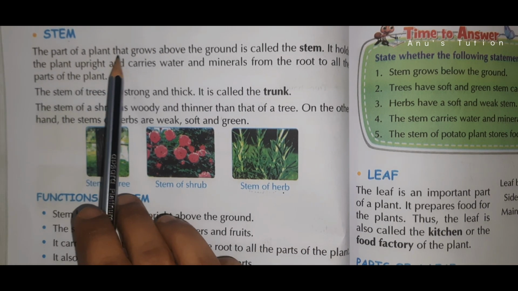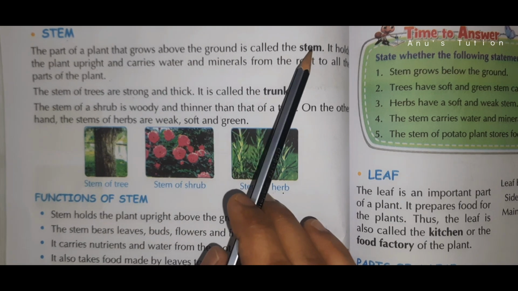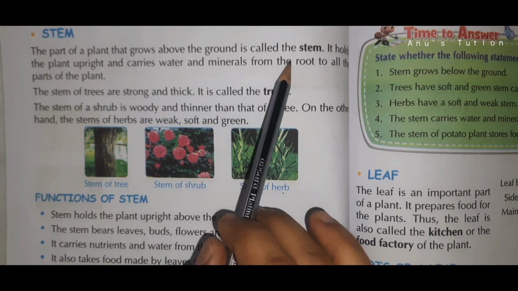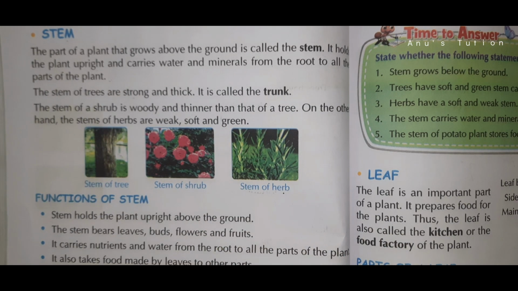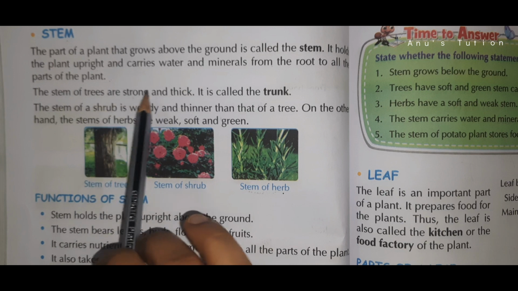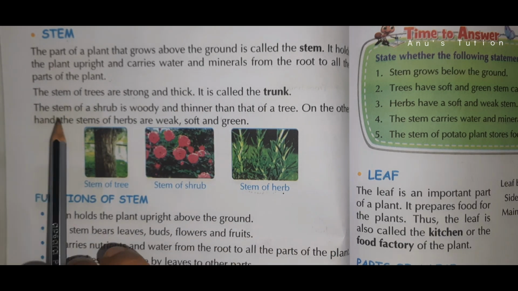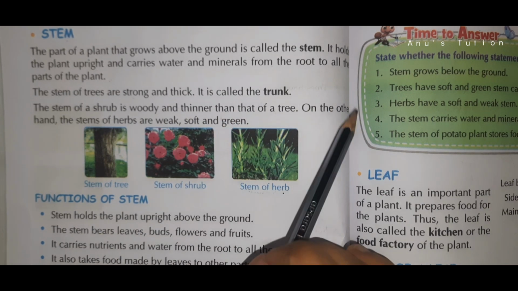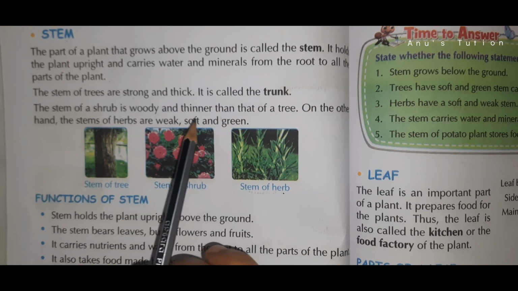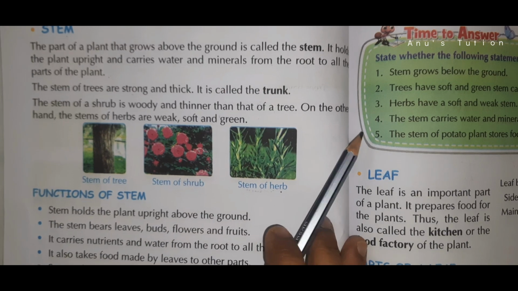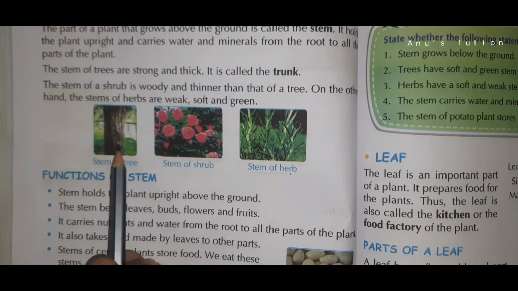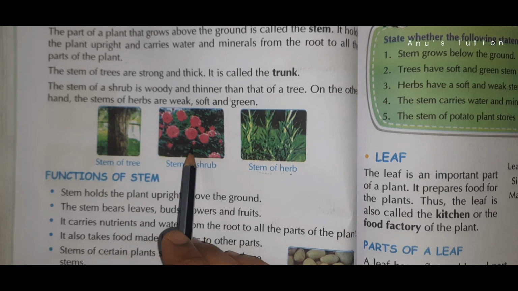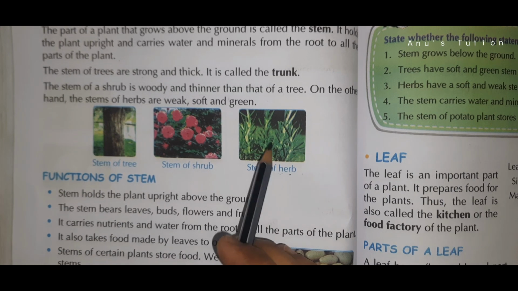The part of a plant that grows above the ground is called the stem. It holds the plant upright and carries water and minerals from the root to all the parts of a plant. The stem of trees is strong and thick. It is called the trunk. The stem of a shrub is woody and thinner than that of a tree. On the other hand, the stems of herbs are weak, soft and green. Okay, next. The stem of a tree is nothing but a trunk. Stem of a shrub. Stem of a herb.